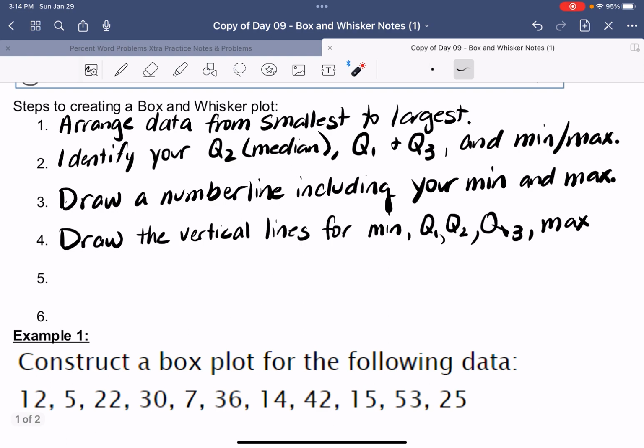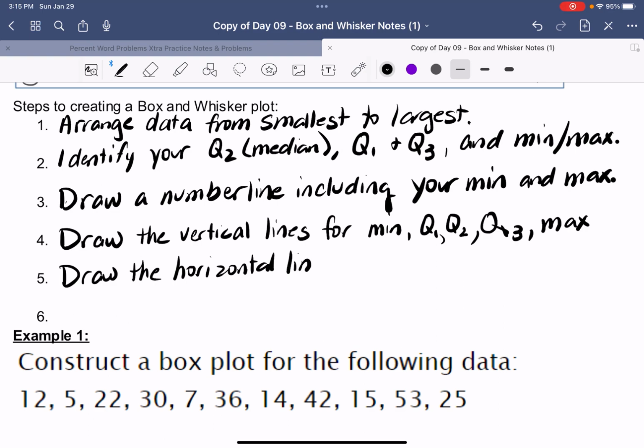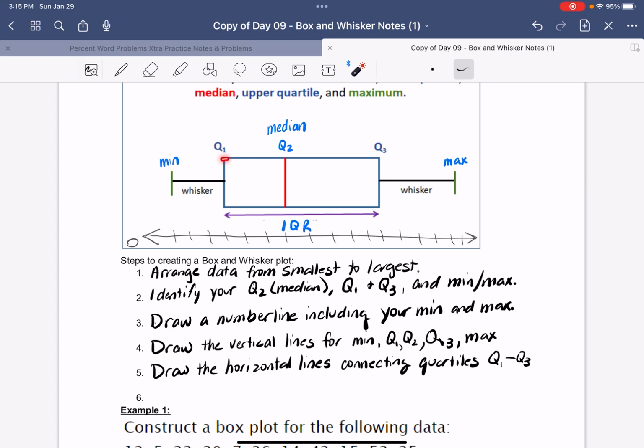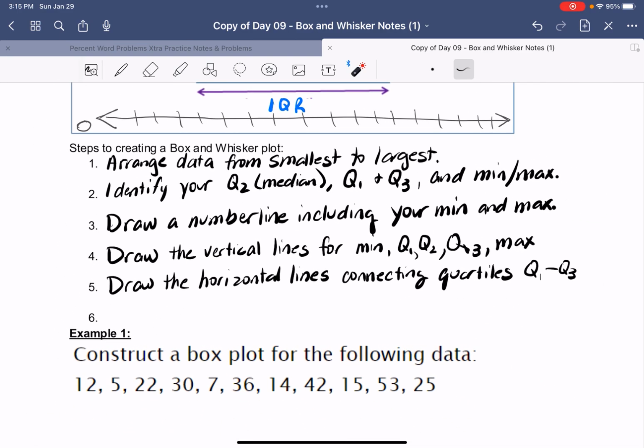The next step, very simply, is to draw the horizontal lines, which is the same as, remember, horizon. So it's going left to right, connecting quartiles. Okay, so Q1 to Q3, you're going to connect those lines, all right? And when we say draw the lines, you're going to draw these lines right here, 1, 2. And then what that will do is close in your box. And then the last step is drawing in the whiskers.